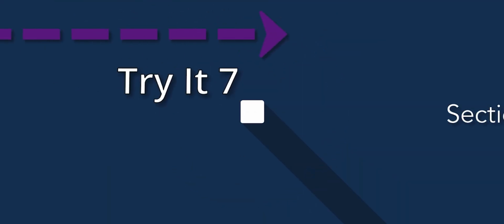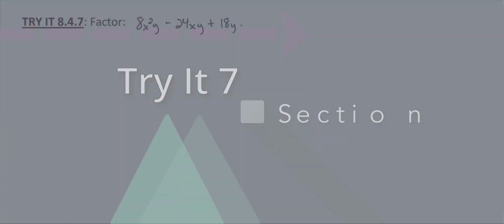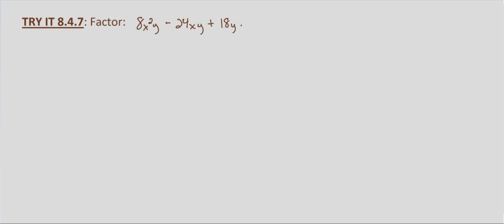So one thing we've been neglecting in our previous examples, because they didn't share a common factor, is that the first step is always to look for a greatest common factor. So in this problem, we're again going to be looking at a perfect square trinomial, but first we need to look for a greatest common factor. So is there a greatest common factor in 8x squared y minus 24xy plus 18y?